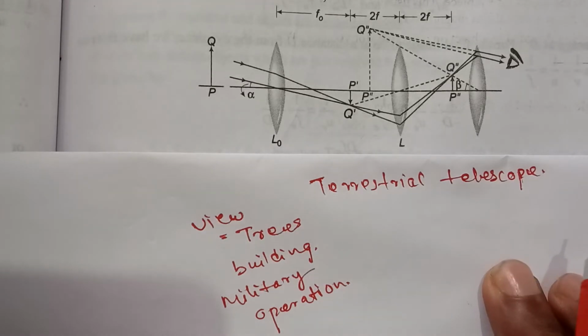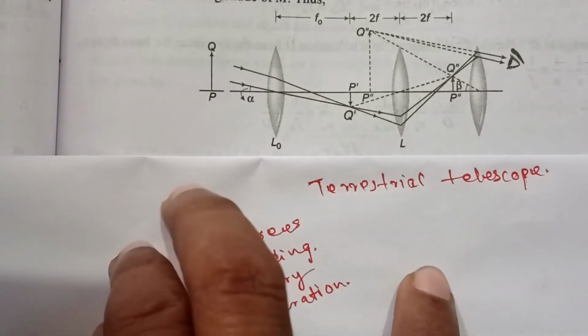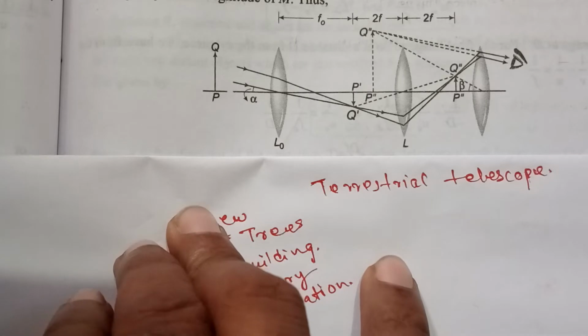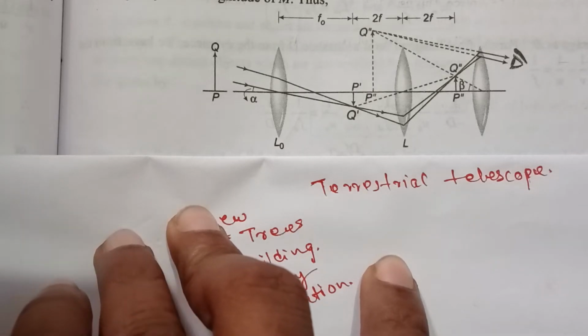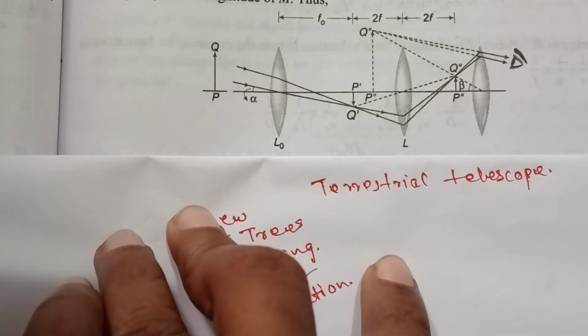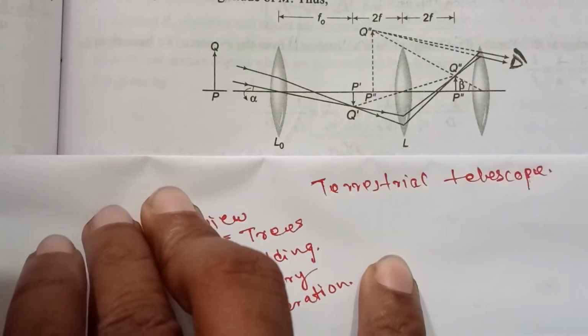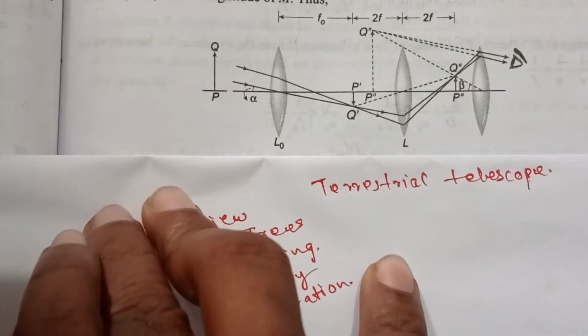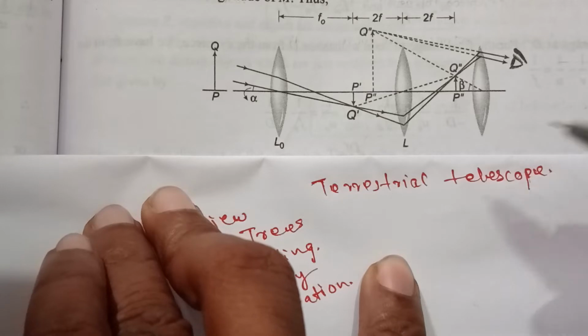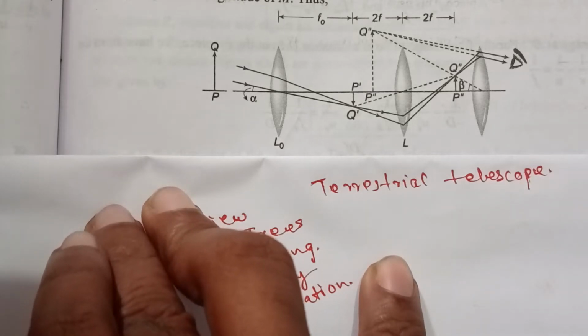So the main thing is, what is the difference between the terrestrial telescope and the astronomical telescope? 90% it is the same, but the drawback of the astronomical telescope is that it gives an inverted image.